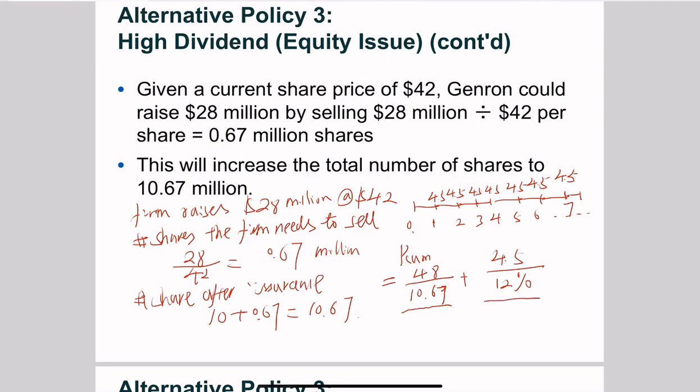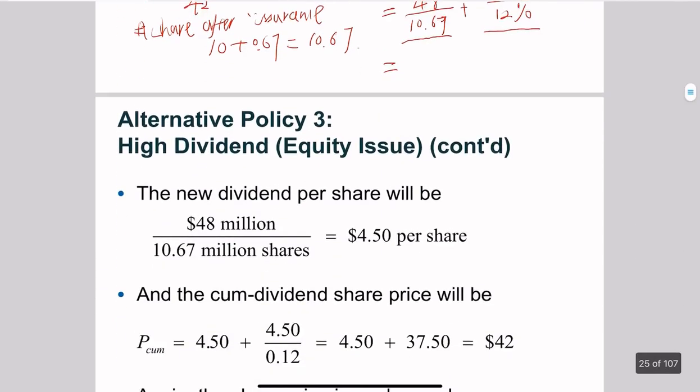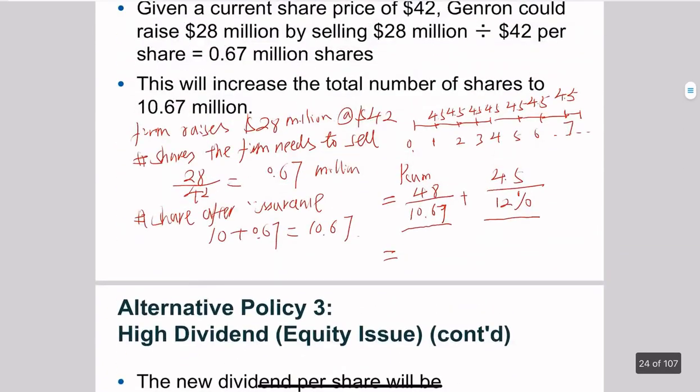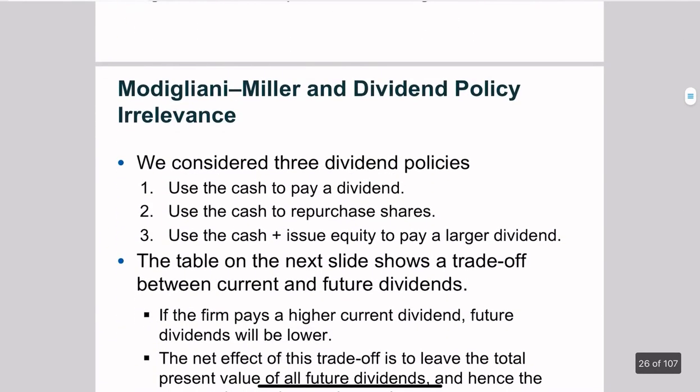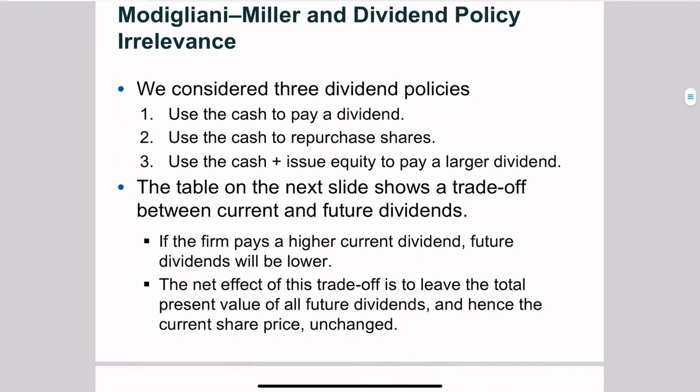4.5 divided by 12% is essentially the discounted value of all those future dividends. So this again will give us 42. Right? So if we compare these three policies of paying out cash, we can see that in the end, the firm's share price is always the same, right?